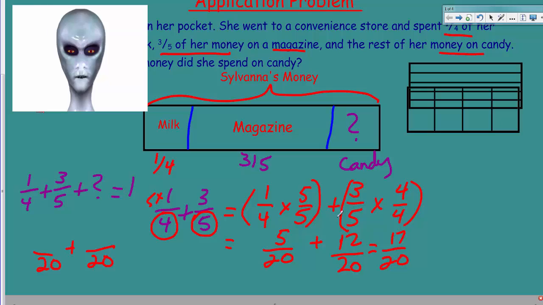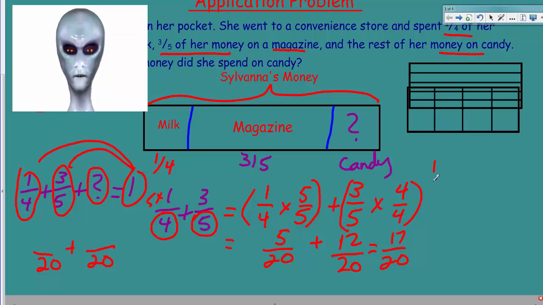Now 17/20 is what you get if you add the milk and the magazine together. It doesn't tell us yet what the candy is. However, if all the money that Silvana started off with was just that 1/2, we could take the 1/2 now and subtract the 2 add-ins that were here so that it will get us to the candy.